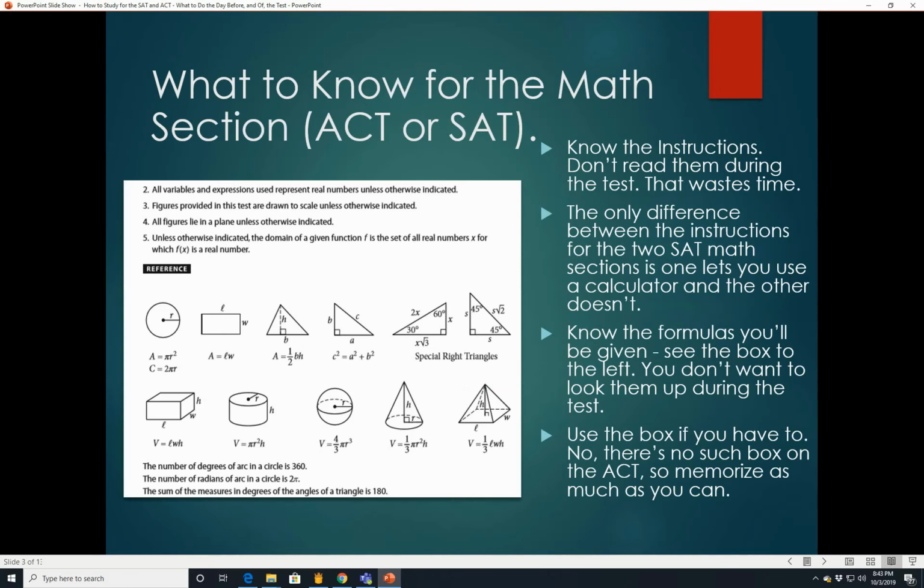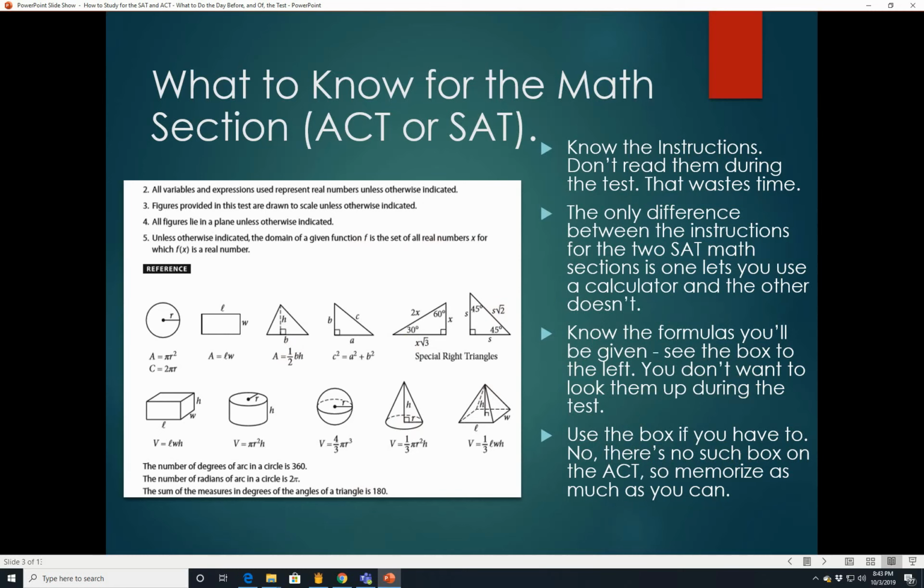So what to know for the math section, ACT or SAT, this is in a video that I just released a few minutes ago, well, probably an hour or so ago. Anyway, know the instructions, don't read them during the test, that wastes time. The only difference between the instructions for the two SAT math sections is that one lets you use a calculator, the other doesn't, and they give you this box here of formulas. So you should know those formulas, and you don't want to have to look them up during the test. If you do, fine, use the box if you have to. But no, there is no such box on the ACT, so memorize as much as you can.